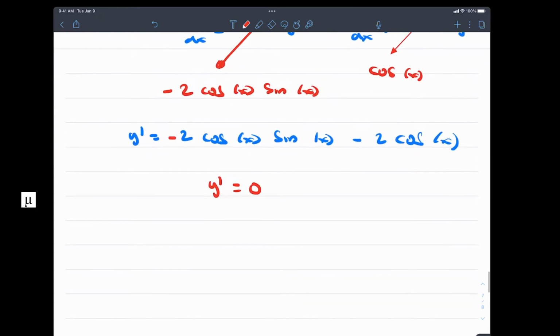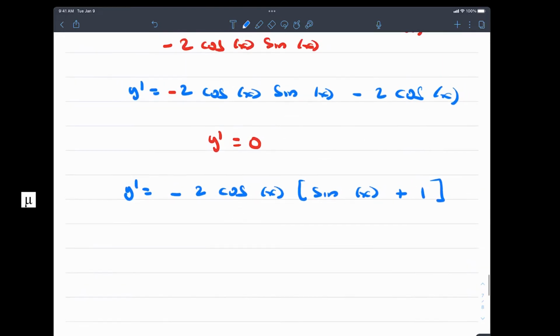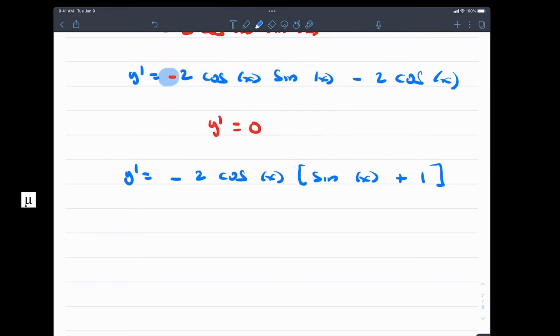Okay. So what I'll do here is this. I want you guys to notice, what can you do? You're going to factor out negative 2 cosine. If you do, you got sine plus 1. Is that right? You guys okay with this? Double check my algebra. I'm factoring out the minus 2 cosine. There it is. I'm left with sine plus 1.